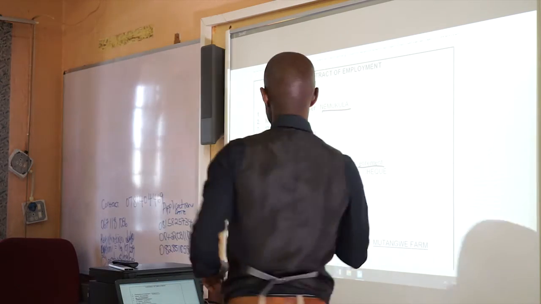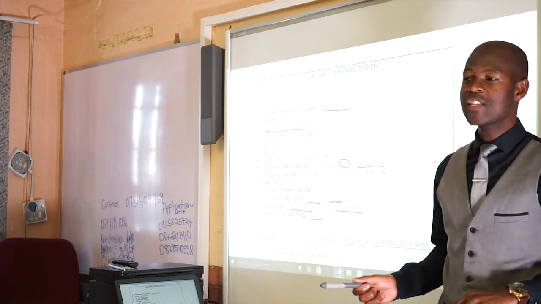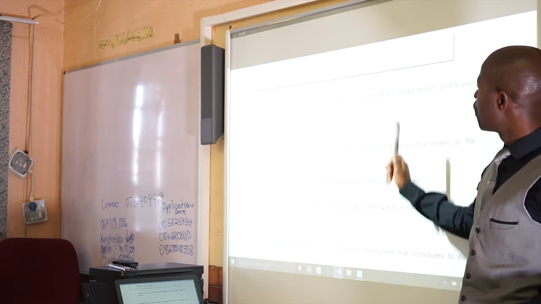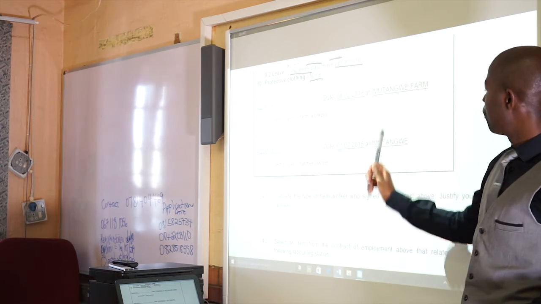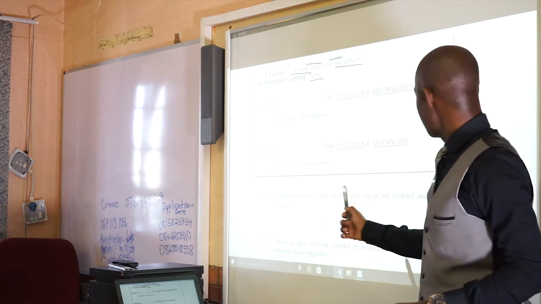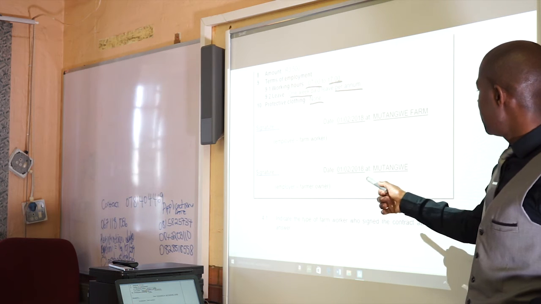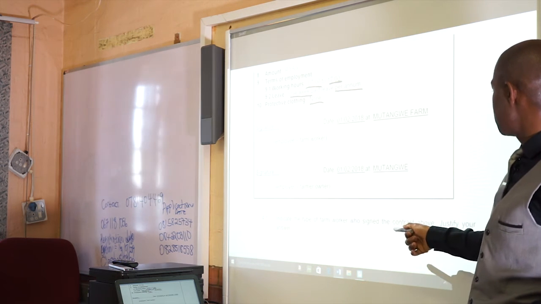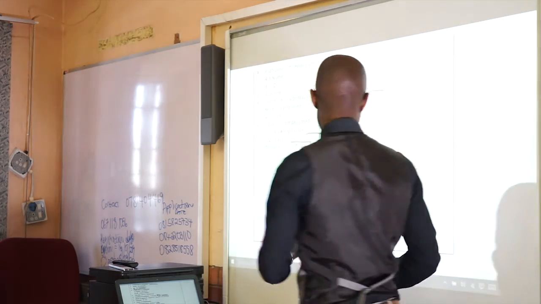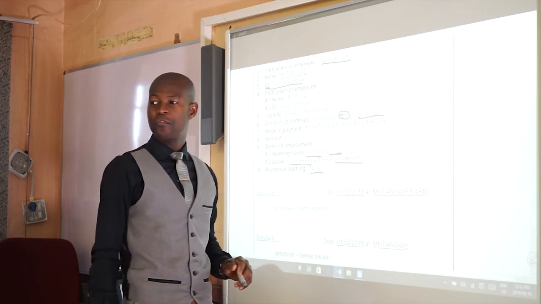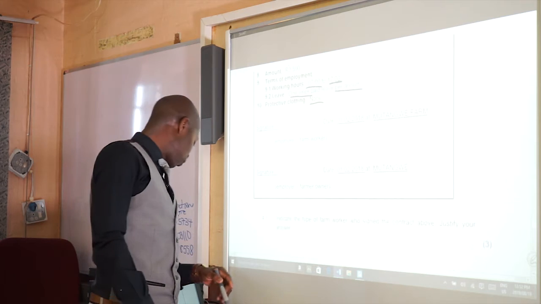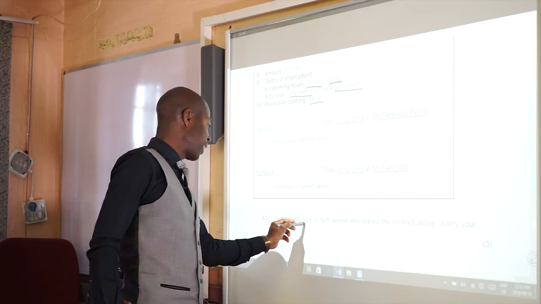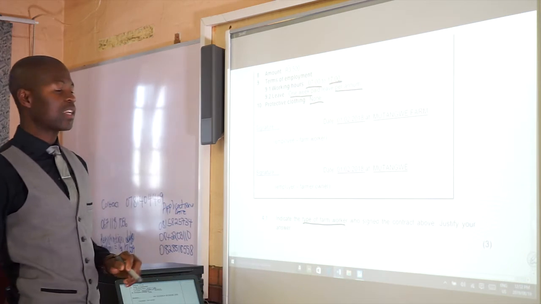Now let's look into this activity. The activity speaks directly to this employment contract. So there are signatures of both the employer and the employee. Now, it is said that indicate the type of labor who signed the contract above. Justify your answer. Remember, it says the type of labor who signed the contract above. Okay? The type of farm worker. That is the type of labor who signed the contract above.